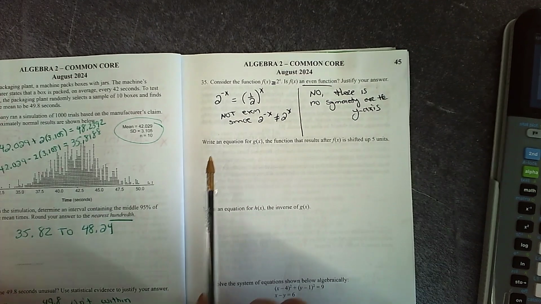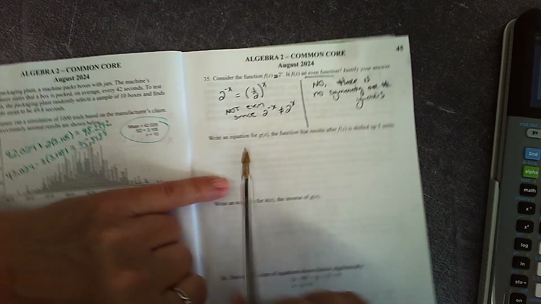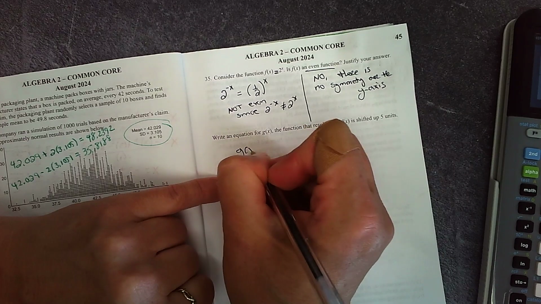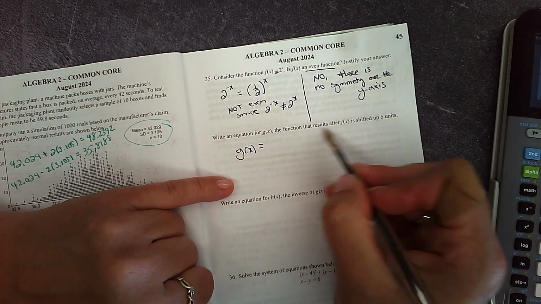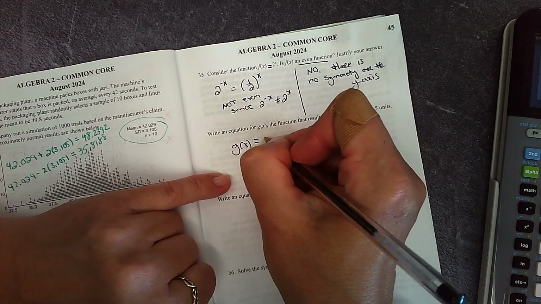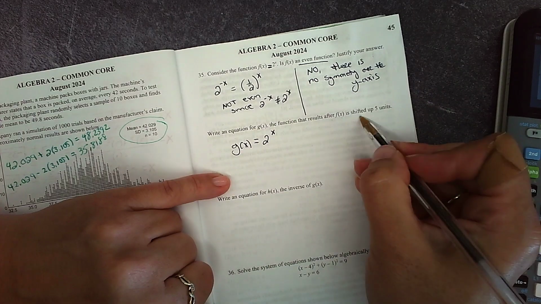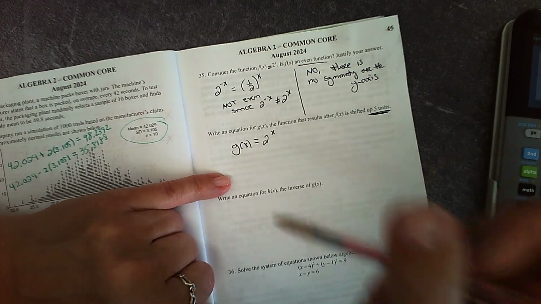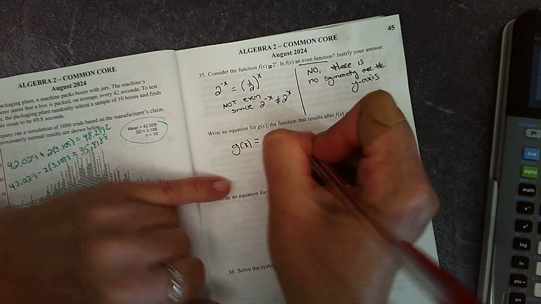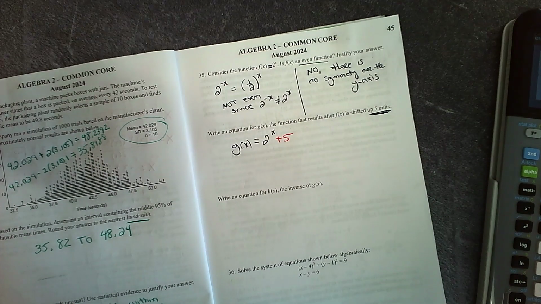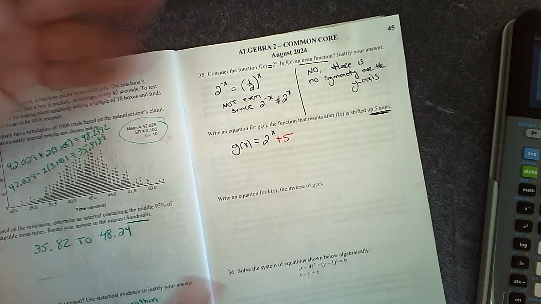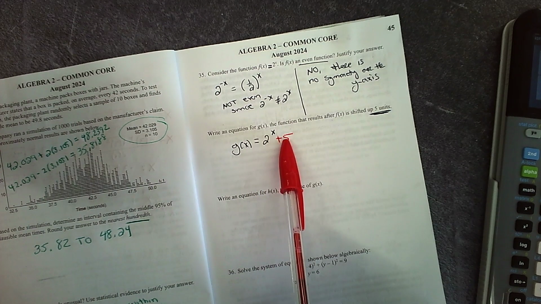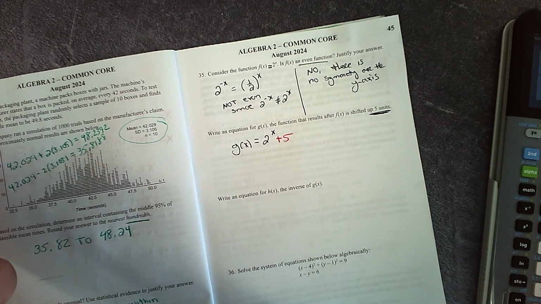All right, next part. Write an equation for g of x. I'm going to write g of x equals, such that you take f of x and shift it up 5 units. That just means you add a 5 onto the end. If it said down 5 units, you would subtract 5 off the end.